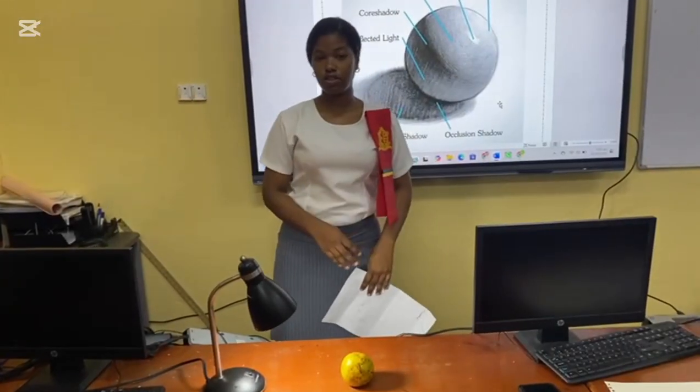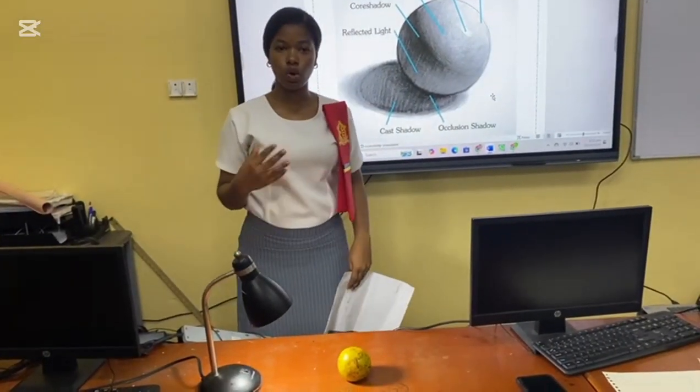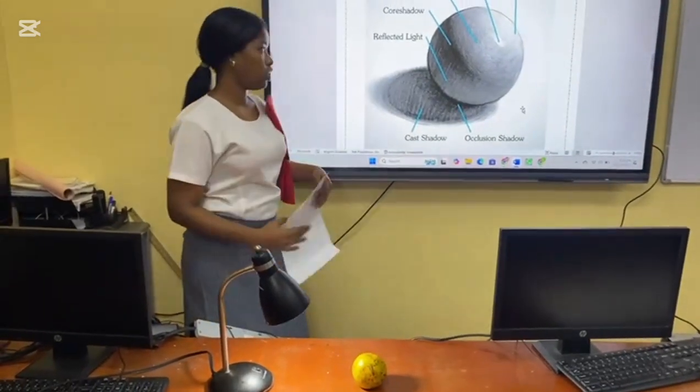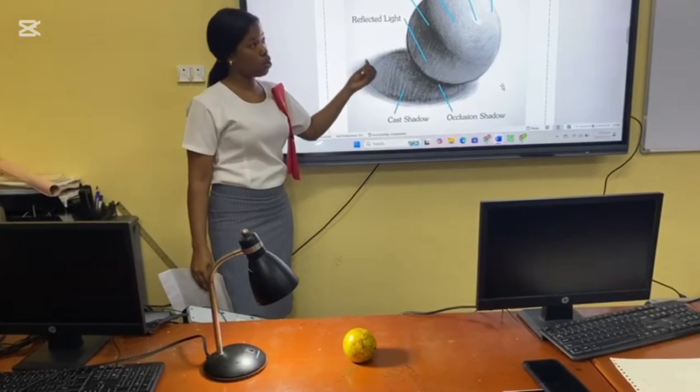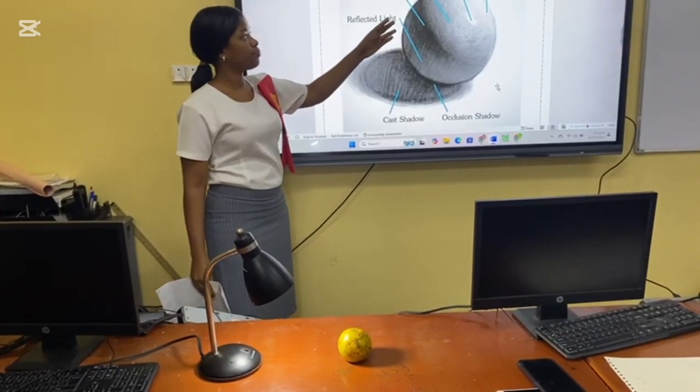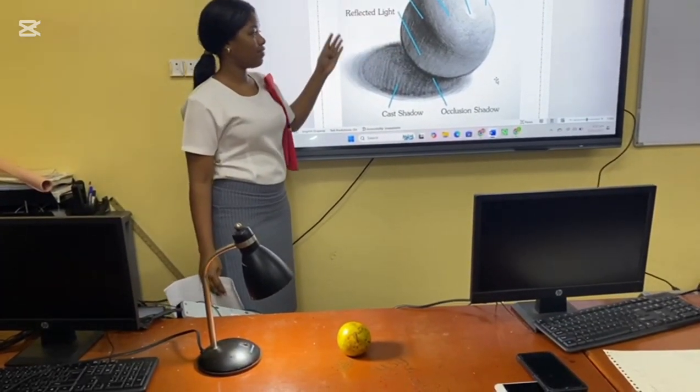So students, to bring the whole value scale to reality. Now remember we have our object here, right? This is a drawing that's already done. We have some values that are identified on this object.